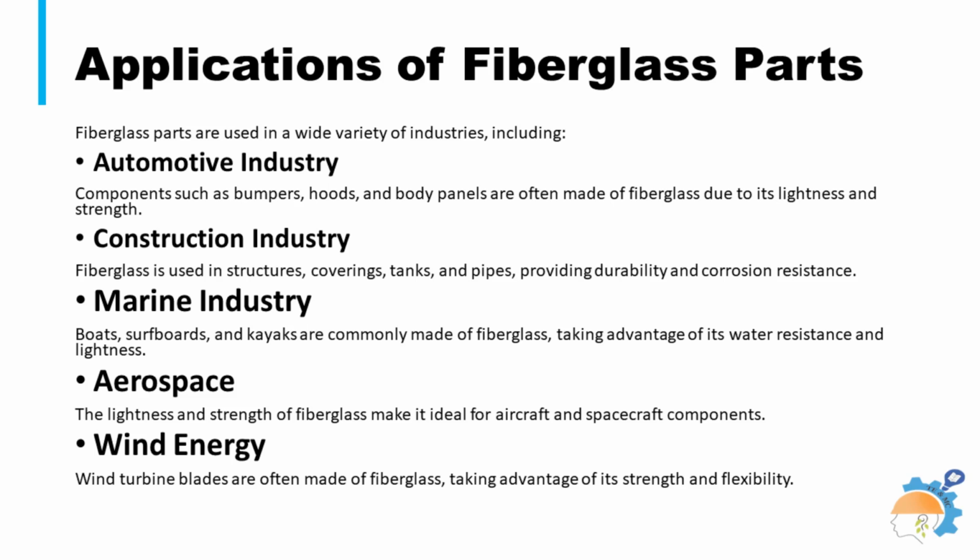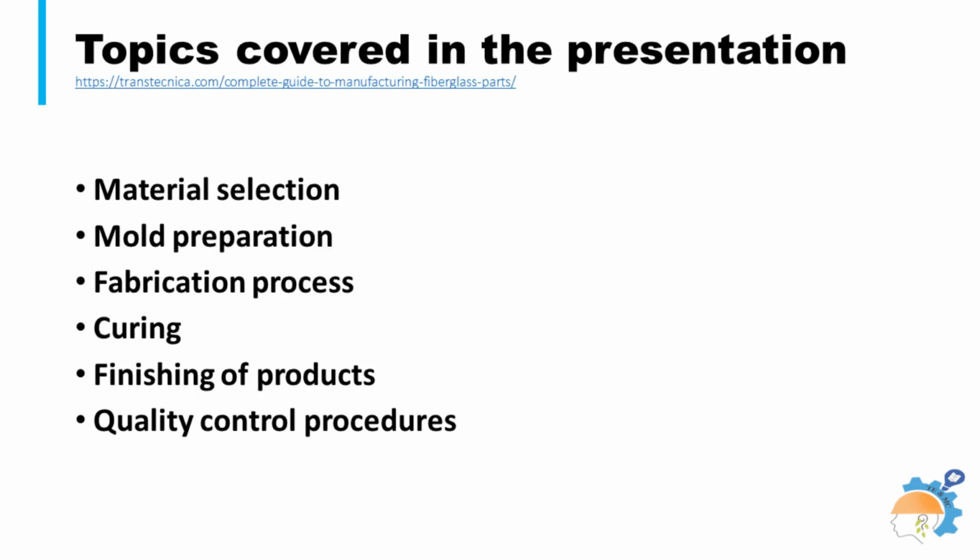Fiberglass parts are used in a wide variety of industries, including domestic use, automotive industry, construction industry, marine and aerospace industry, wind energy. Fiberglass is a widely used material in various industries due to its exceptional properties, such as lightness, corrosion resistance, and high mechanical strength. In this comprehensive guide, we will detail the process of manufacturing fiberglass parts, covering everything from material selection to final finishing steps.